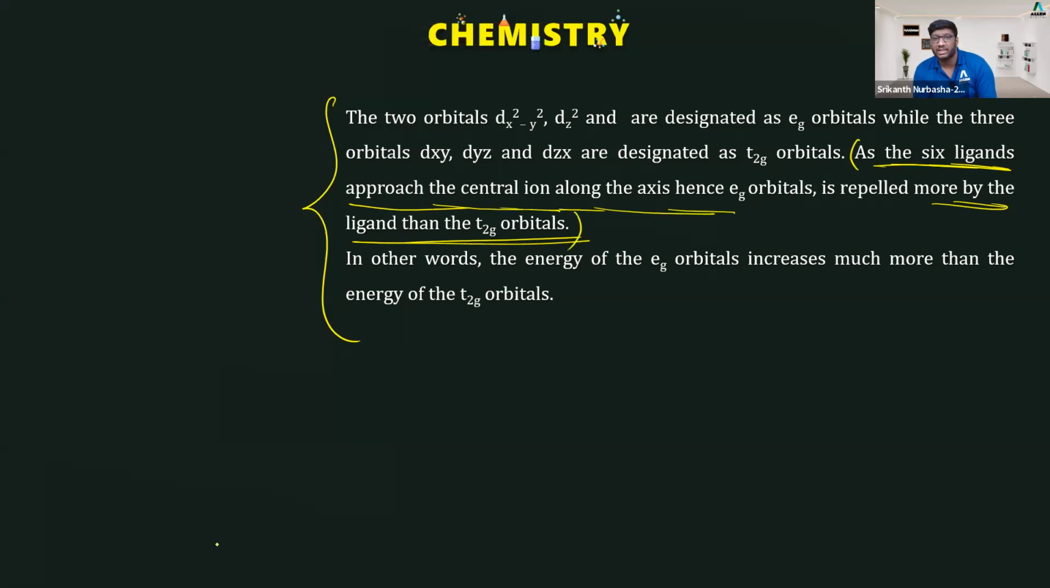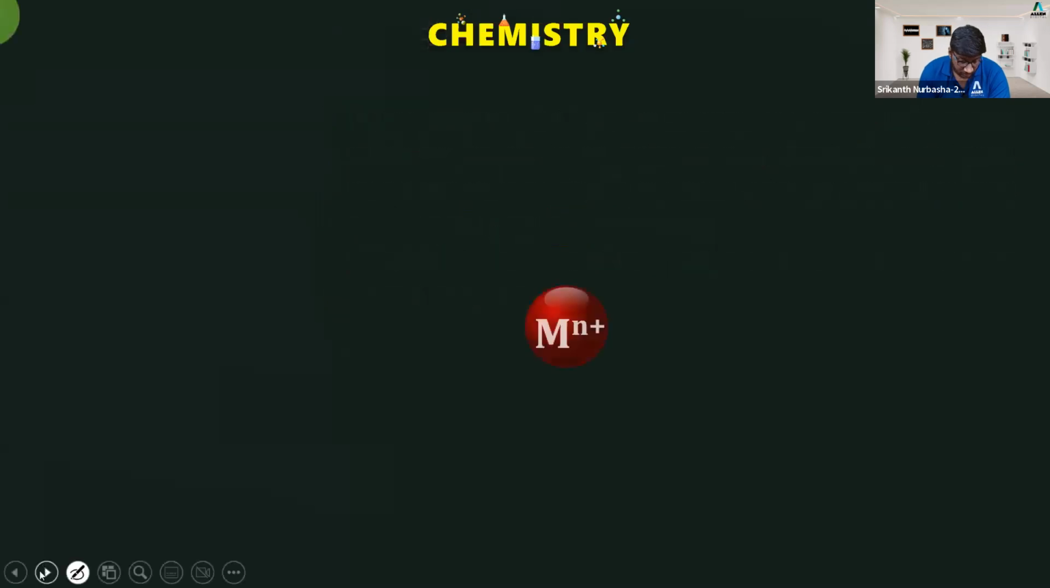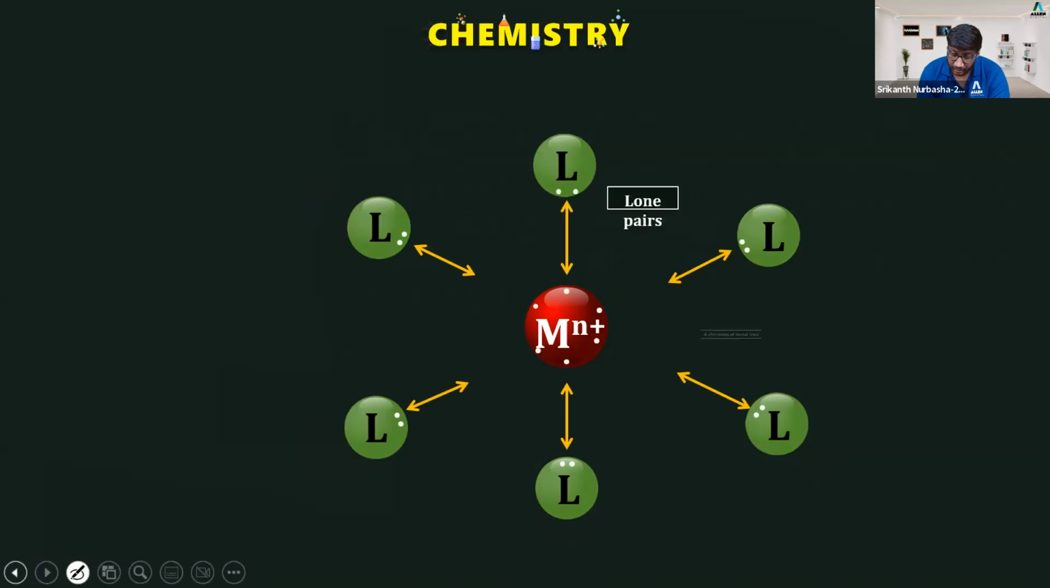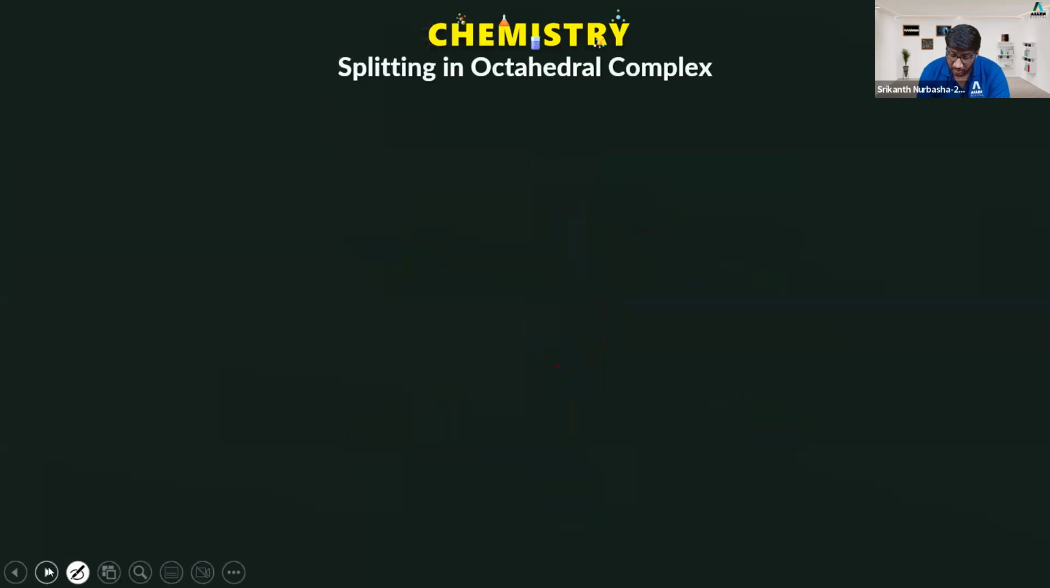Same point: because EG orbitals have lobes along the axis, and ligands are also coming along the axis, the repulsion experienced by EG orbitals is greater. Repulsion is greater means energy would be greater, obviously. So in other words, the energy of the EG orbitals increases much more than the energy of the T2G orbitals. The ligands are donating their lone pairs, and the d electrons of the metal start to repel.